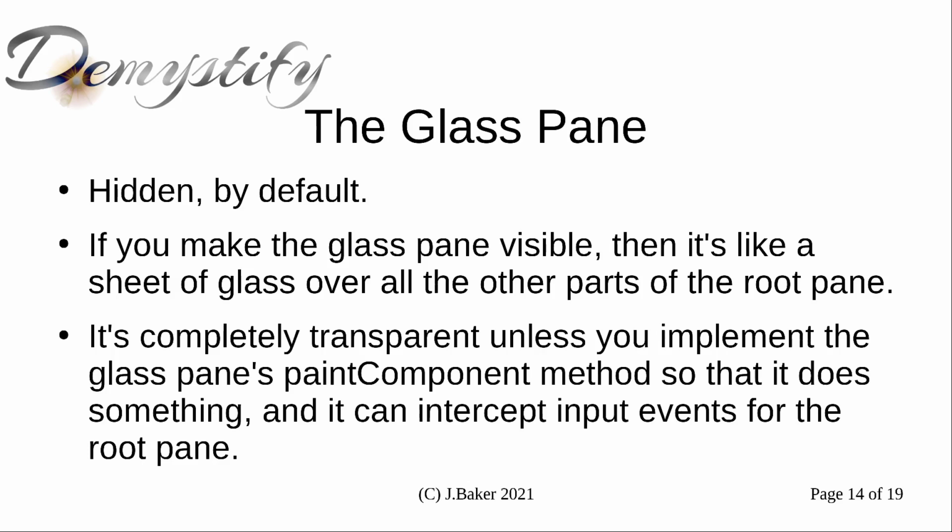Normally it's hidden. You can make it visible, and as I've just said, think of it as a sheet of glass over other parts of the root pane. It's completely transparent, but you can draw on it. But to do so, you need to implement a method called paint component so that it does something. And it can also intercept input events for the root pane. So that's another way of getting access or manipulating things that go on within the root pane.